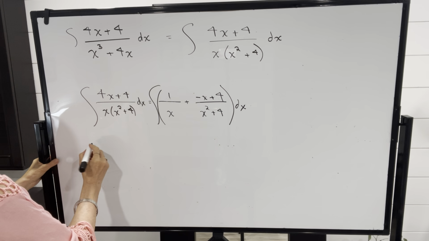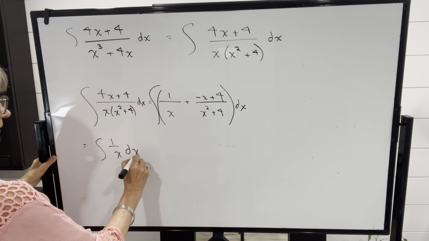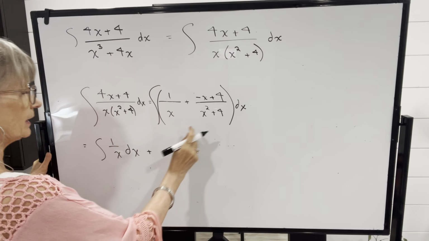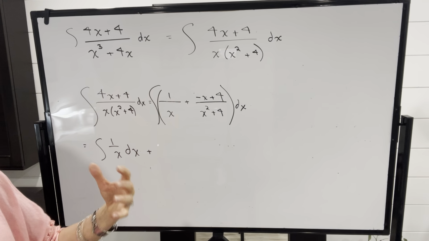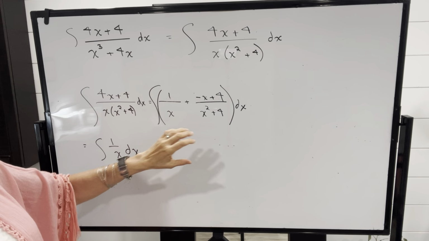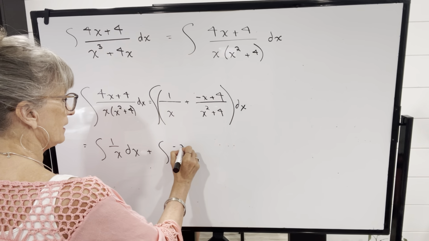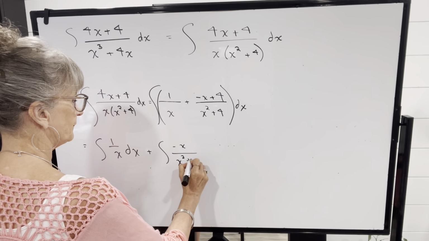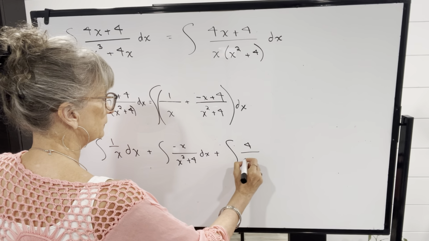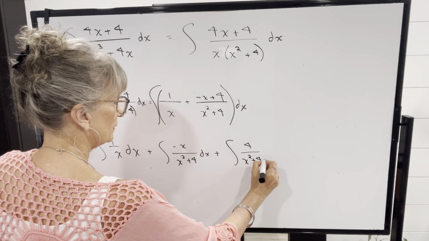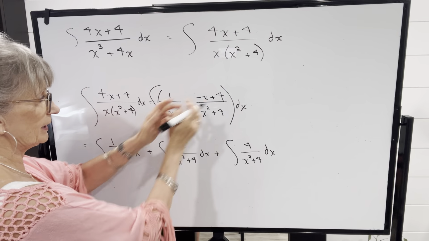Let's break up each of the terms. So this is going to equal the integral of 1 over x dx plus, if we take a look at this function, we don't have any of our other techniques of integration to deal with that. So what I want to do is break up the numerator. So I'm going to get the integral of negative x over x squared plus 4 and the integral of 4 over x squared plus 4. So I simply broke this fraction up into these two fractions. If I add them together, I would get this back.